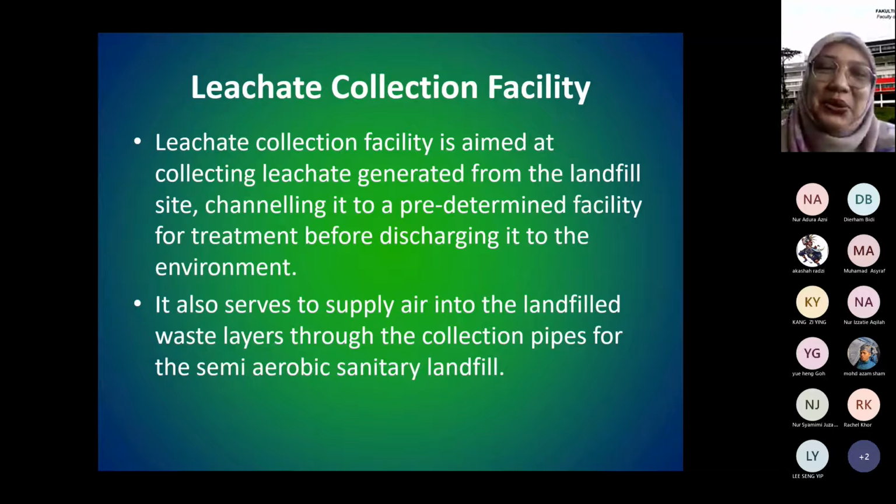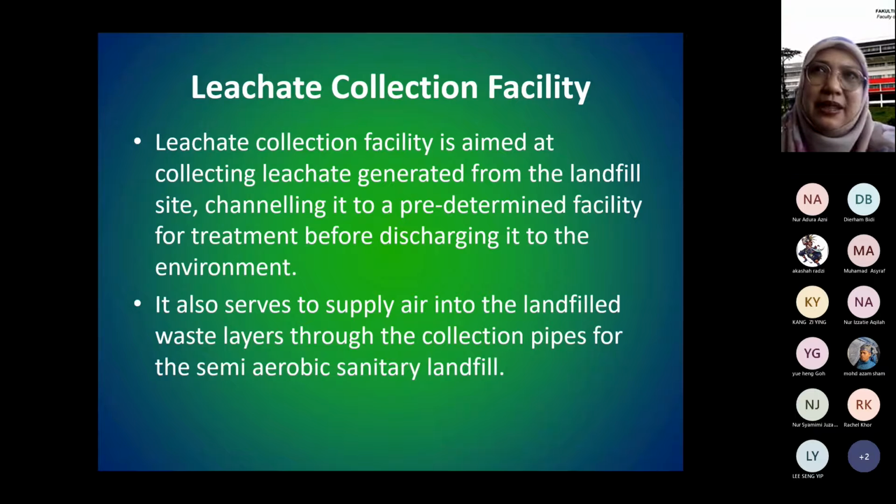Now I will be discussing the design for the leachate collection facility. Of course, leachate will be produced, and the majority of the cost of a sanitary landfill facility is to provide the leachate treatment facility. It is very expensive. The leachate collection facility is aimed at collecting leachate generated from the landfill site and channeling it to a predetermined facility for treatment. We need to have a treatment pond before discharge into the river or into the environment.